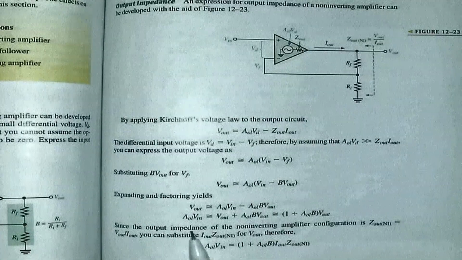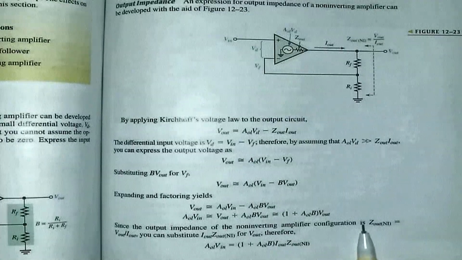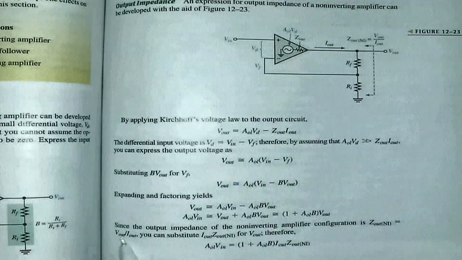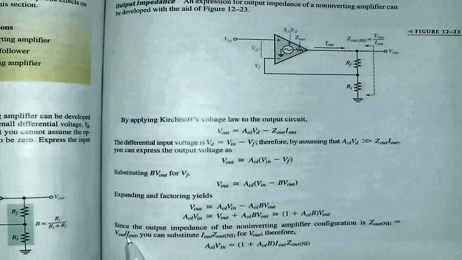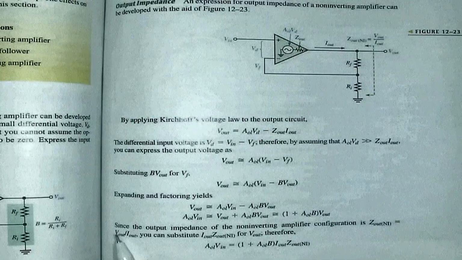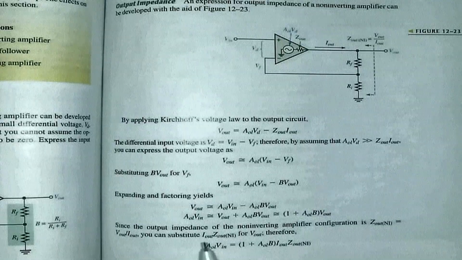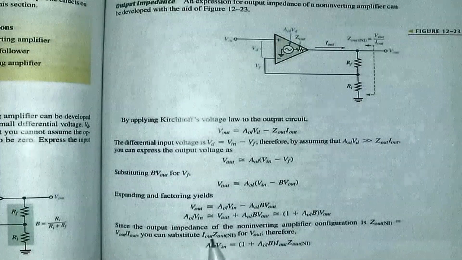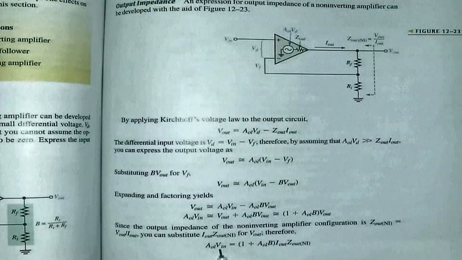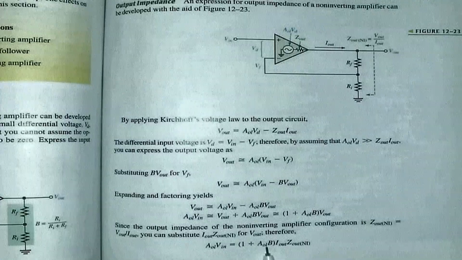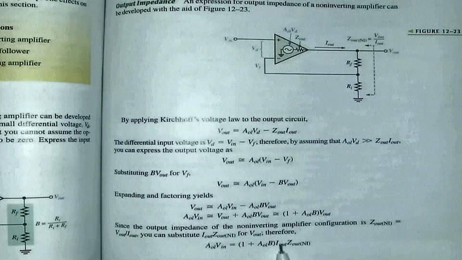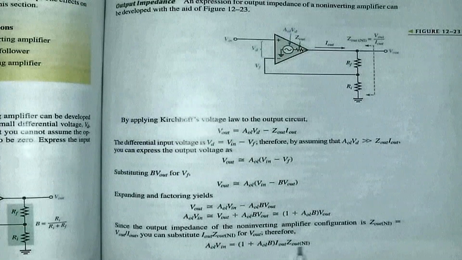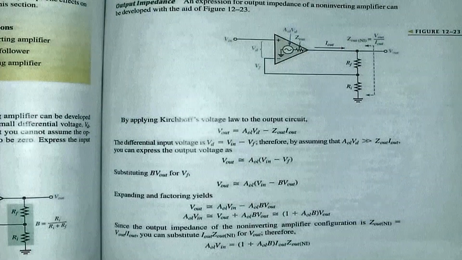Since the output impedance of a non-inverting amplifier configuration, Z out of a non-inverting amplifier, is V out divided by I out, that will give me the total output impedance of the circuit. Now I can substitute I out times Z out of a non-inverting amplifier for V out. Therefore, open loop gain times V in is equal to 1 plus the open loop gain times my attenuation, times I out times Z out of a non-inverting amplifier. Now we want the output impedance of a non-inverting amplifier.